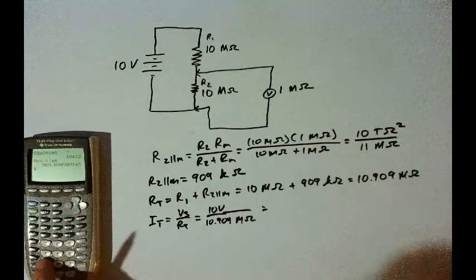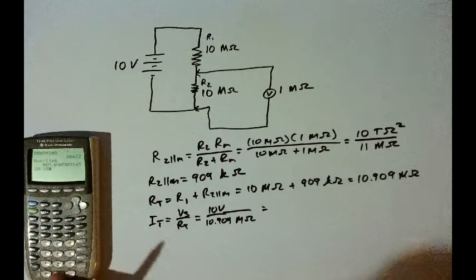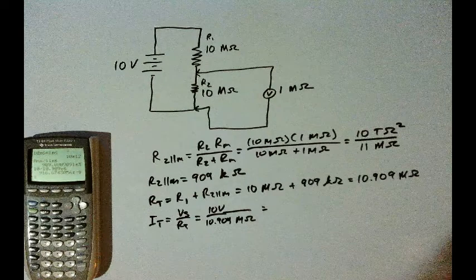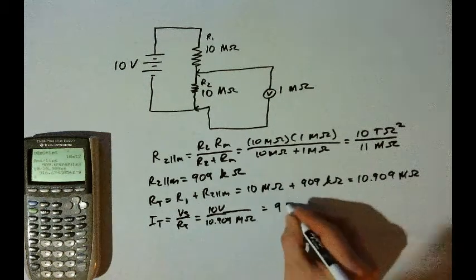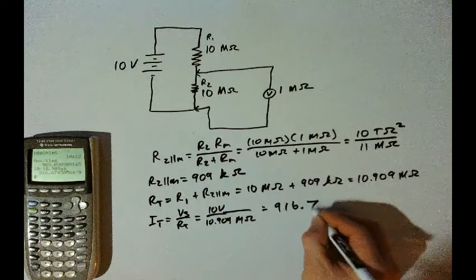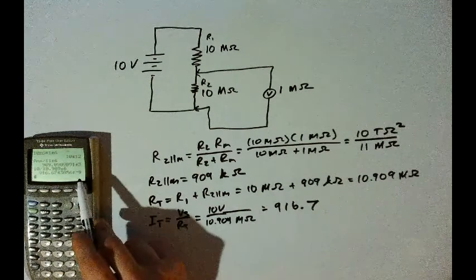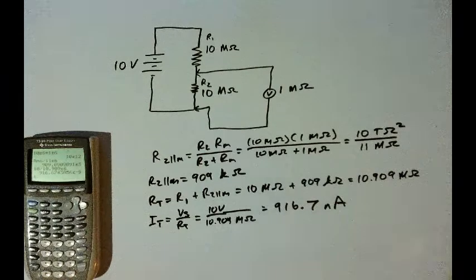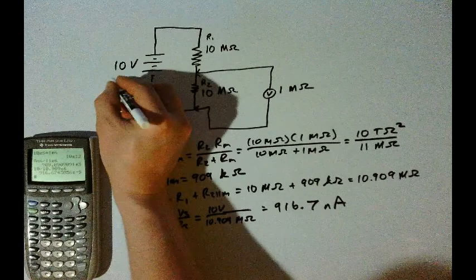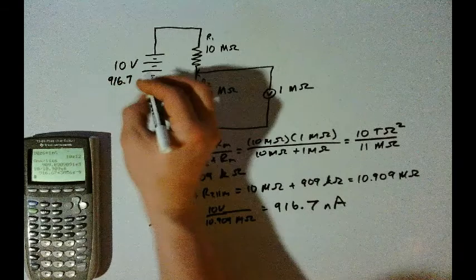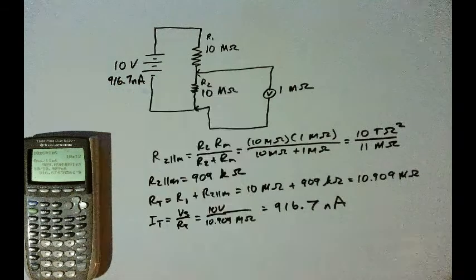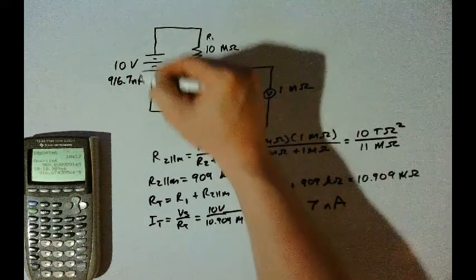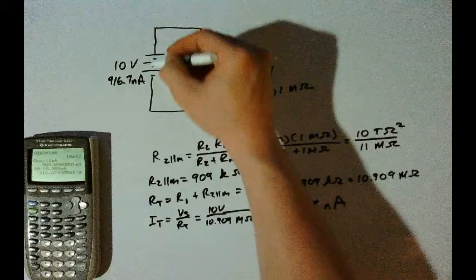And so that whole current flows through R1 because R1 is in series with the source. So whatever current is flowing through R1 is the same current total. And so the current here will be 916.7 nano amps. And so now we can find the voltage drop on R1. Voltage on R1 will be R1 times the current through R1, which will be 10 mega ohms times 916.7 nano amps. And so we have our 916.7 nano amps, and we'll multiply by 10 mega.